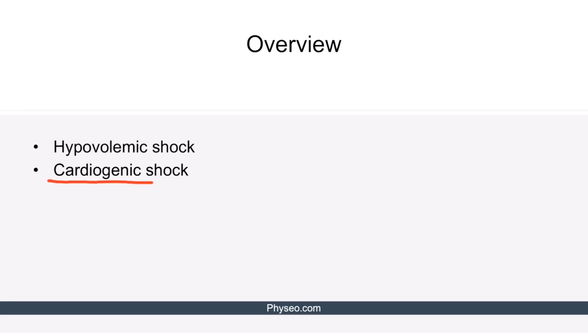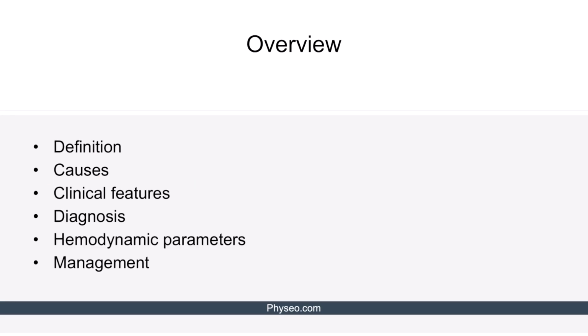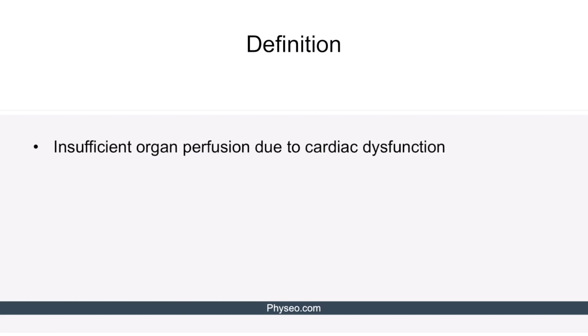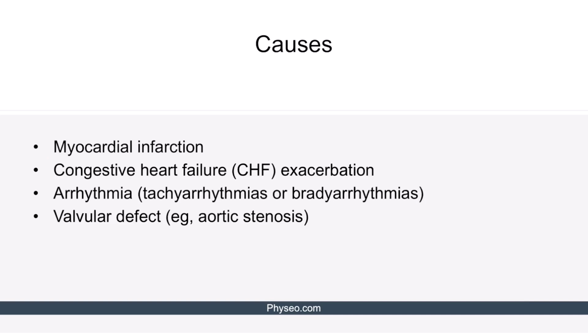Now let's move on to cardiogenic shock. And here's a reminder of the sequence that we'll be following with this condition. So cardiogenic shock is insufficient organ perfusion due to cardiac dysfunction. And cardiogenic shock can be caused by anything that can impair cardiac output.